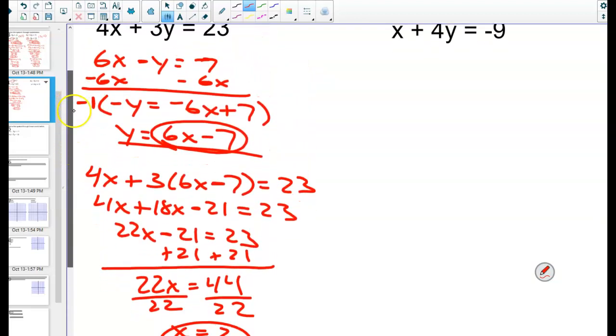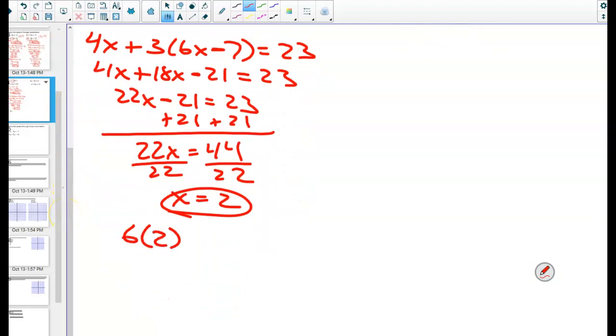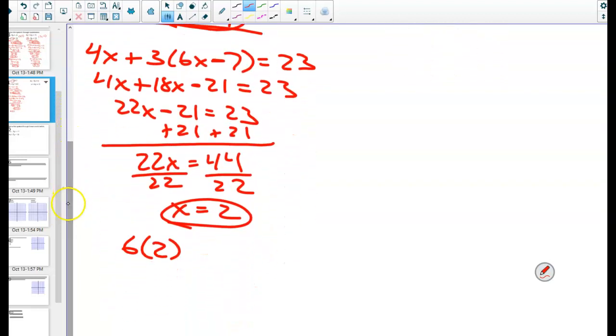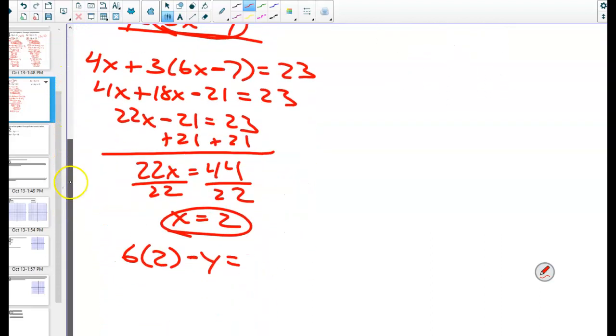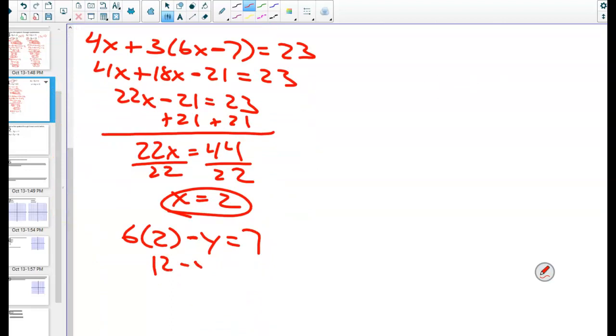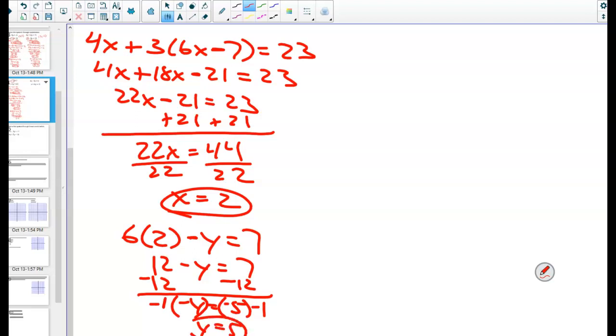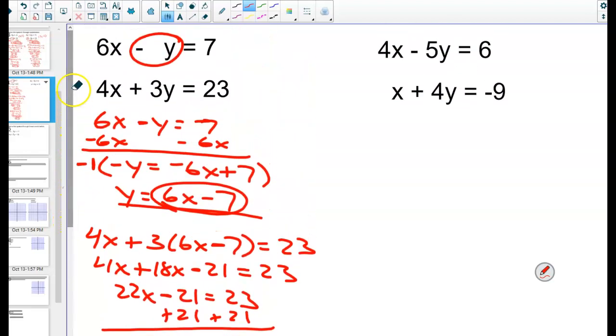All right, we plug back into the original. 6 times 2, and it's going to be minus y equals 7. So 6 times 2 is 12, minus y equals 7. We subtract 12 on both sides. Negative y equals negative 5. We have to multiply both sides by a negative 1, and my y equals 5. So my answer here should be 2, 5. Now, once again, you can check your work. 6 times 2 is 12, minus 5 is 7. 4 times 2 is 8, 3 times 5 is 15, 8 and 15 are 23.